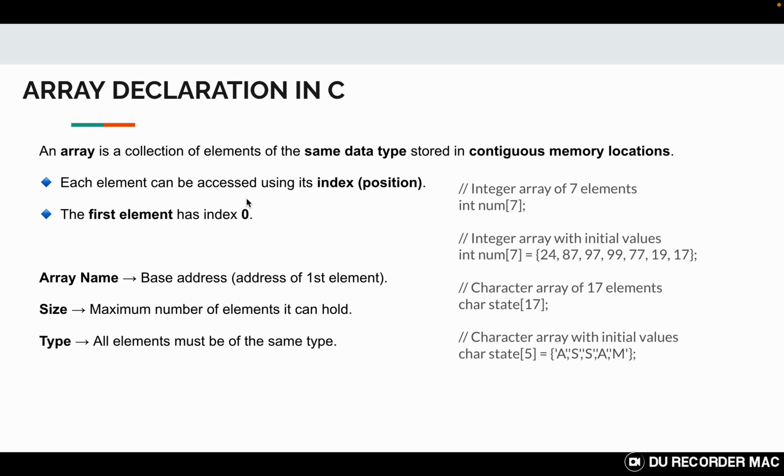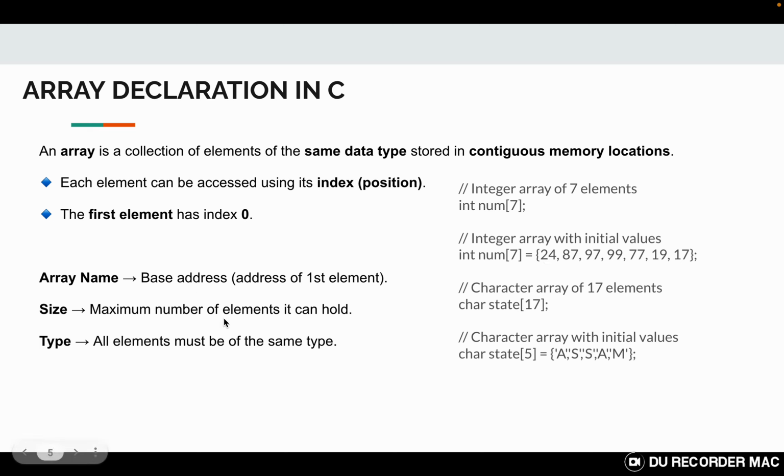Okay, each element can be accessed using its index or position. The first element has an index of 0. So if you see this array, the first element is 24, so this index is 0. If you want to access this element, you need to do num of 0, and then num of 1, 2, 3. Okay. Now the array name. What is the array name? It is the base address of the first element. Okay, so if you see here, the array name gives the base address. This is the base address. So num will always give you the base address.